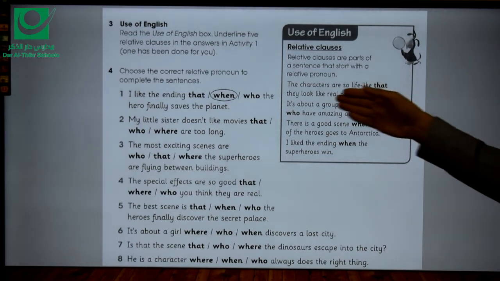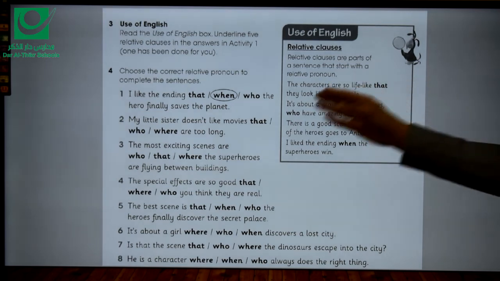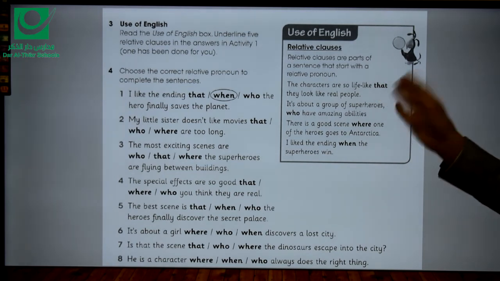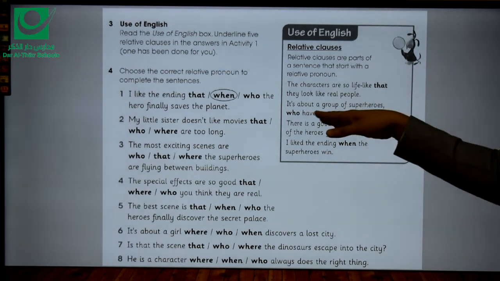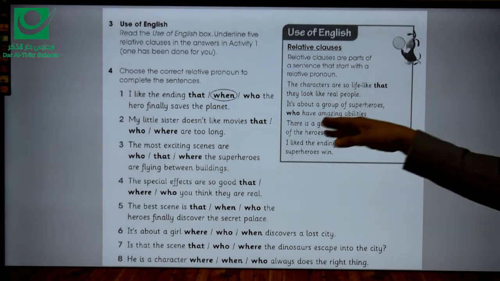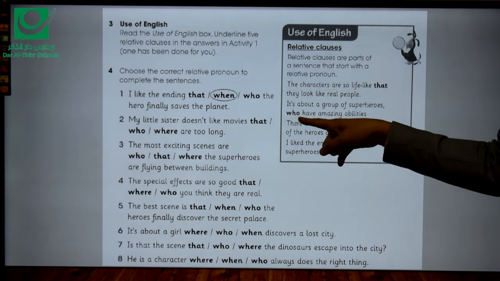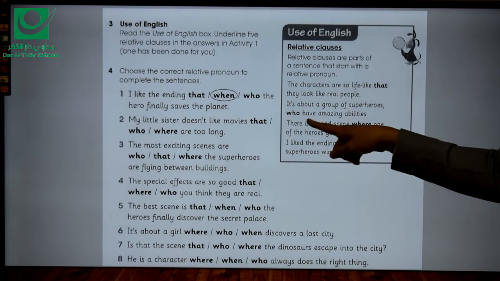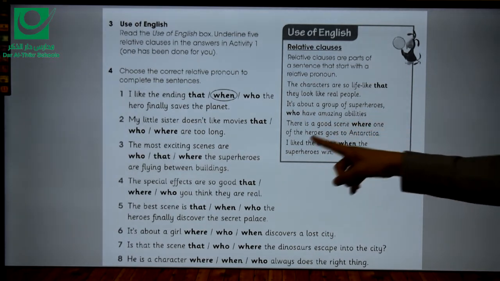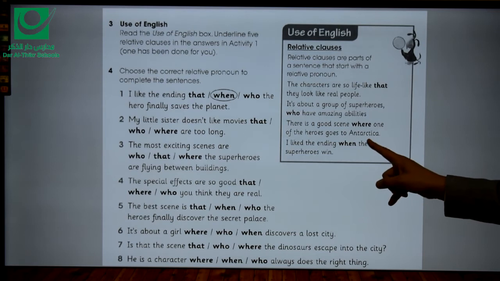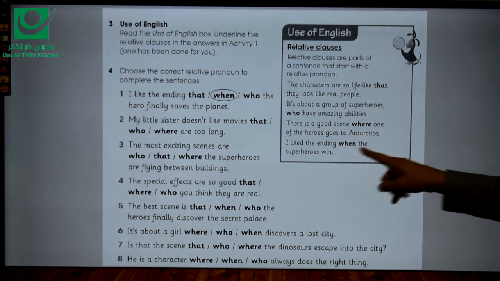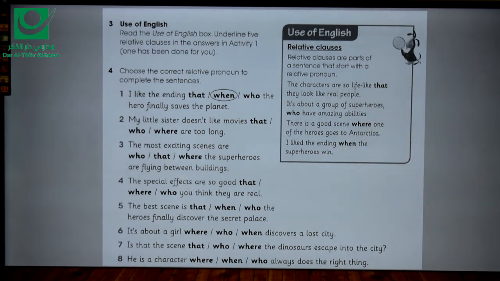Fantastic. The characters are so lifelike that they look like real people. Of course, we're talking about characters, so they are people. It's about a group of superheroes who have amazing abilities. Of course, we're talking about people again. The first one can be things or people. There is a good scene where one of the heroes goes to Antarctica. We're talking about the place in the scene. I like the ending when the superheroes win. I'm talking about a specific point of time using the word when.